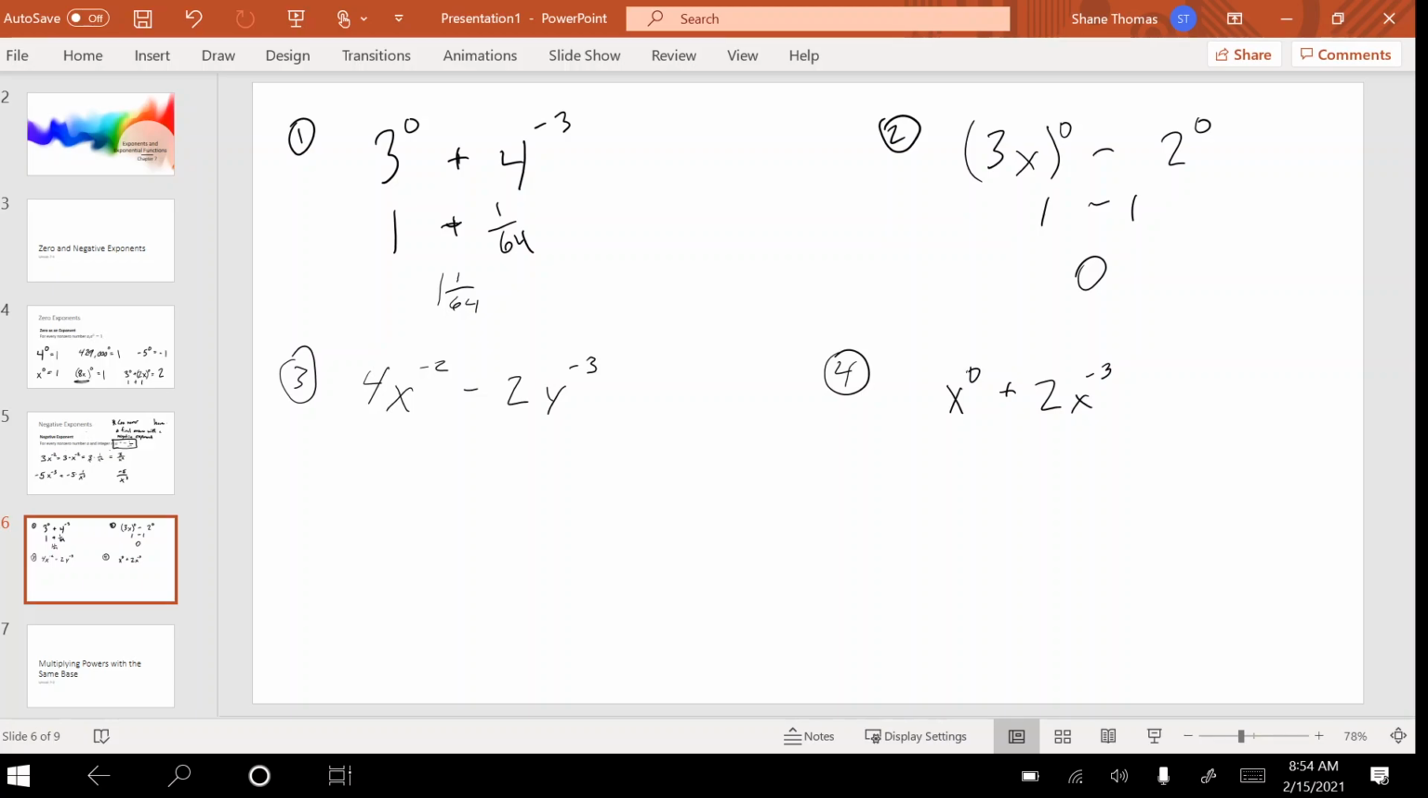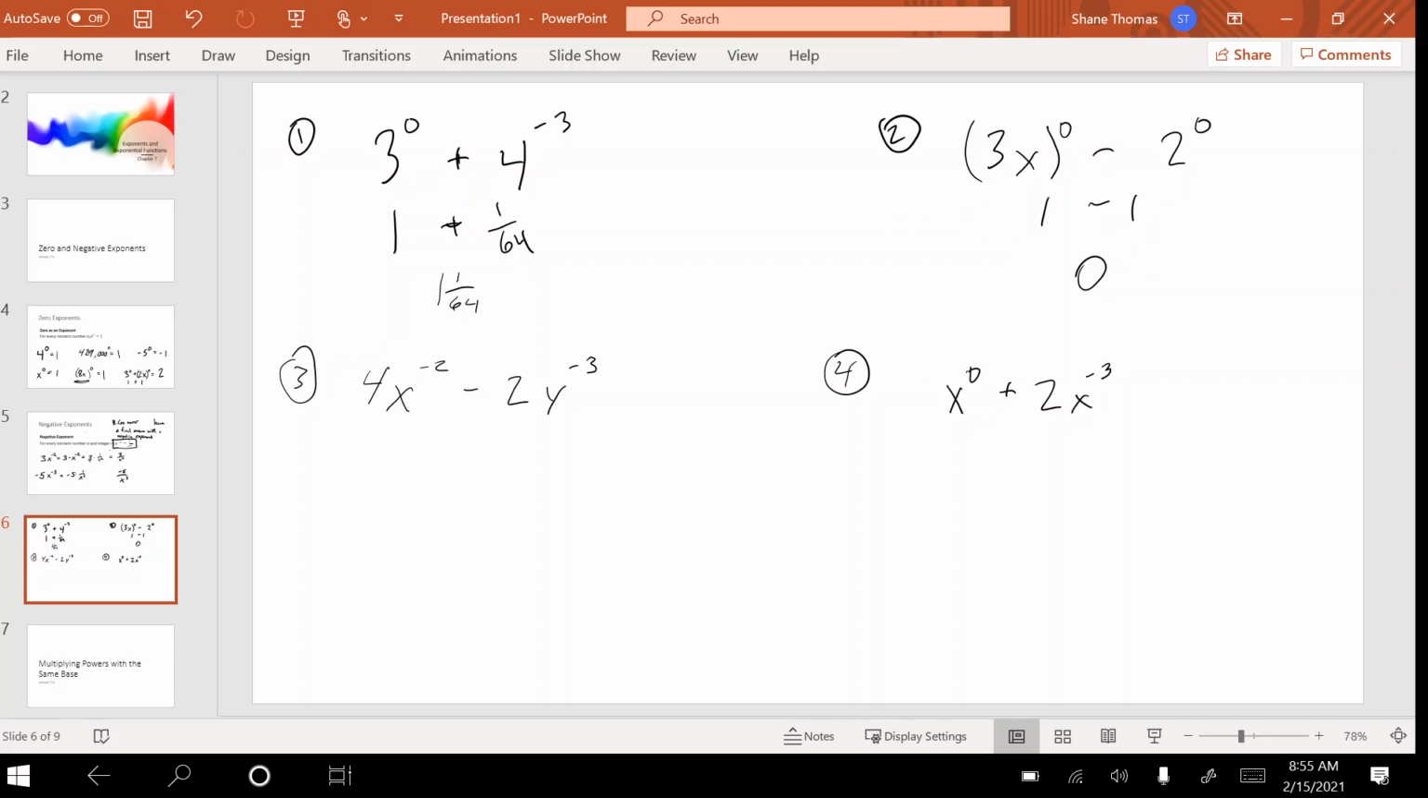What's 4x to the negative 2? What do you need to do to the 4x to the negative 2? What do you need to move? We just did one like this on the previous page. Where's the negative exponent going to go?